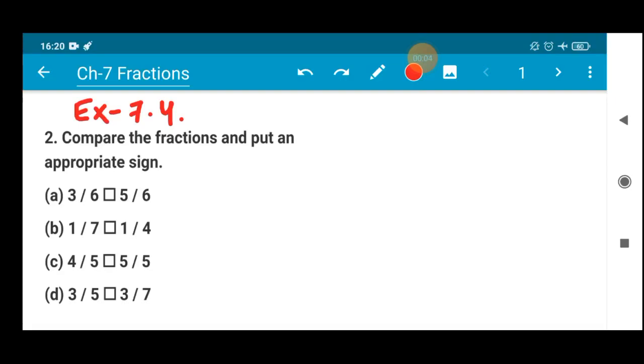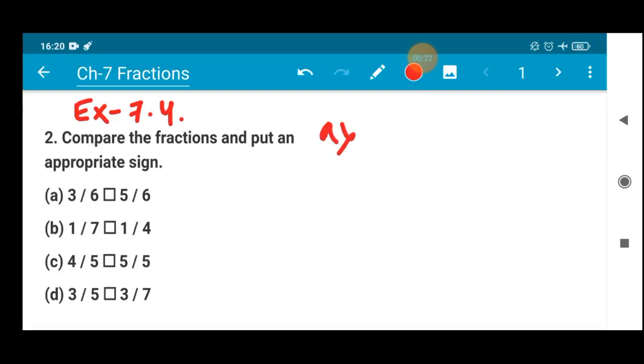So in today's session we will be doing question number 2 from exercise 7.4. Alright, so the question is very easy. You have done this in yesterday's class also, to compare the fractions and put the appropriate sign. Very easy question. So let us solve this. Compare the fractions and put an appropriate sign.